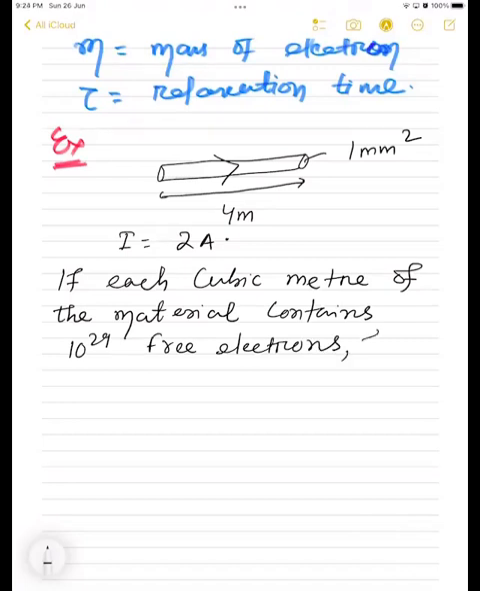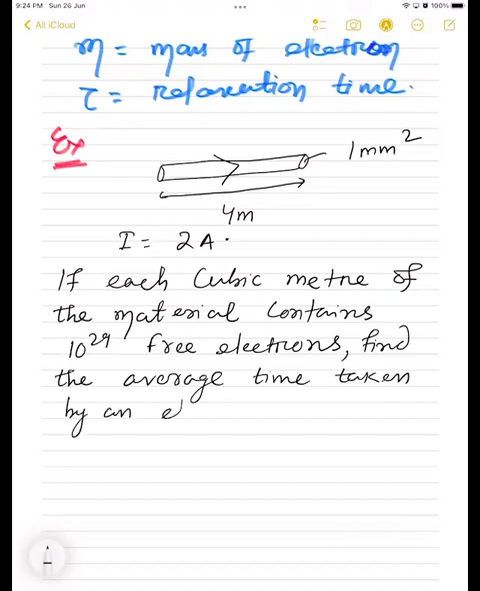find the average time taken by an electron to cross the length of the wire. Students, understood the question?